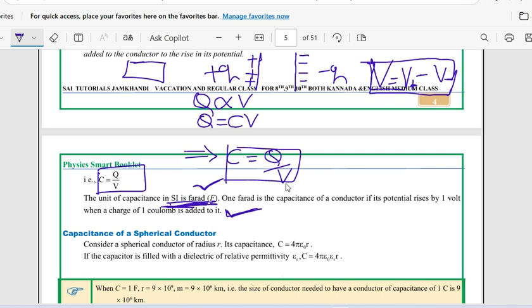So the SI unit of capacitance is farad. One farad is the capacitance of a conductor if its potential rises by 1 volt when a charge of 1 coulomb is added to it.